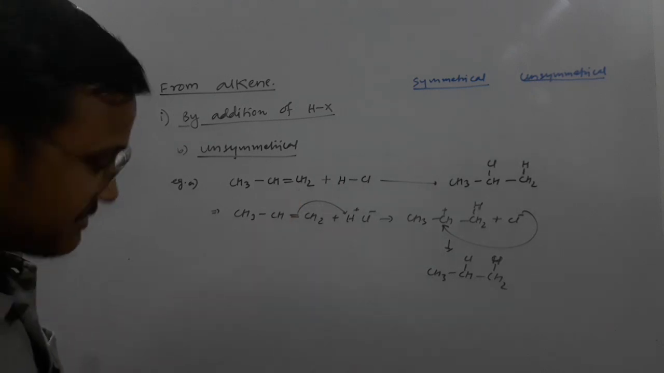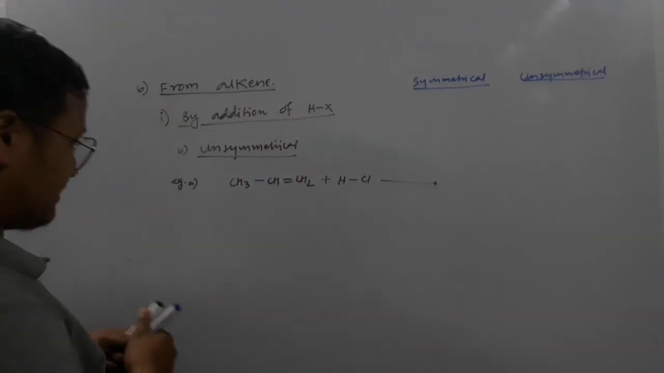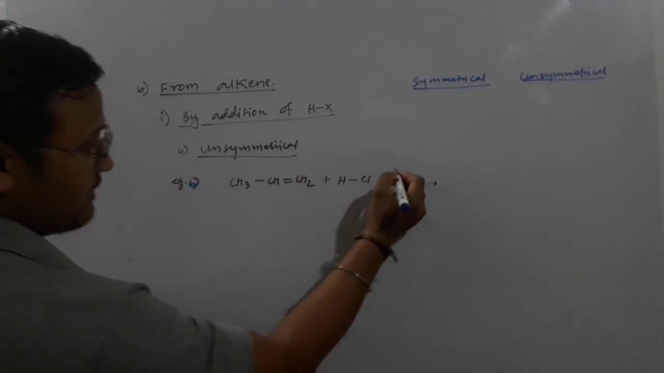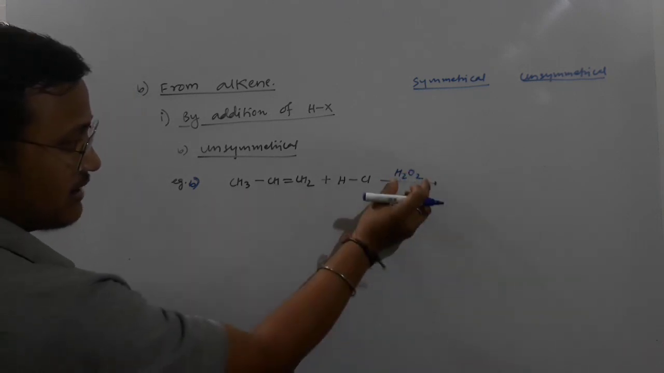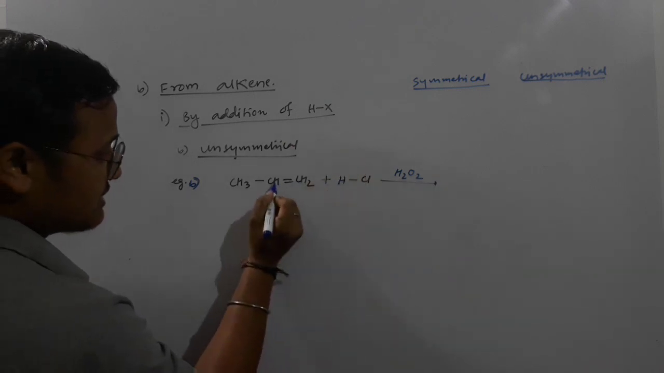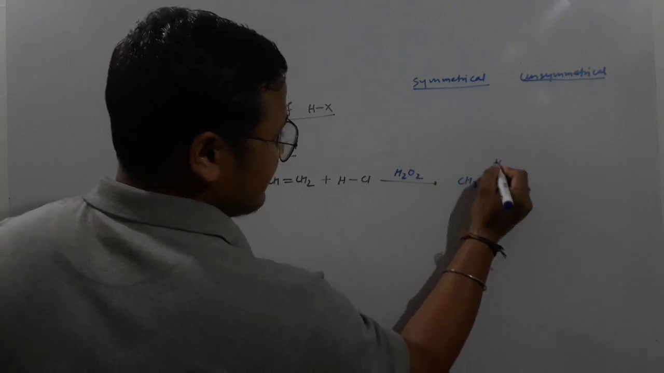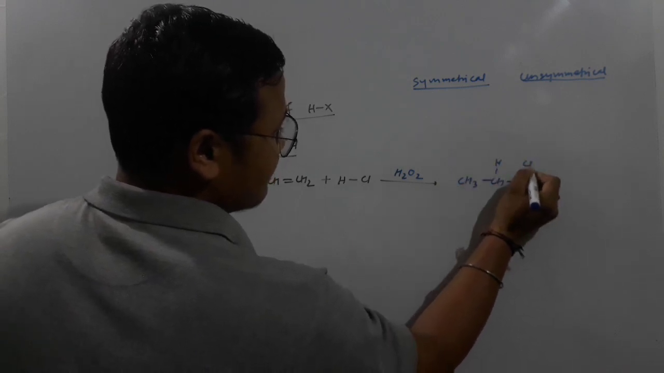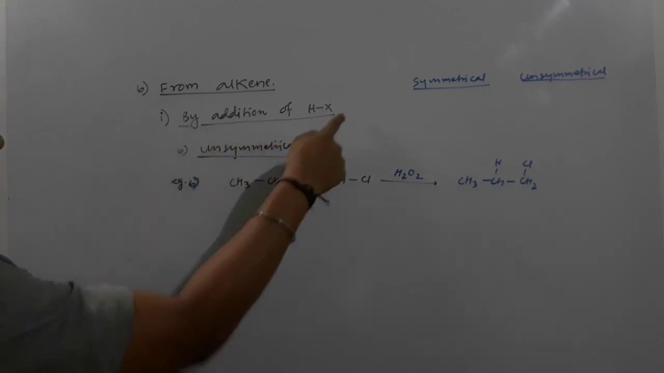So let's have one of the examples of that also. The same example. See, it will be example number B in the presence of hydrogen peroxide. What I have told you, hydrogen peroxide means anti-Markovnikov, that is, the reverse. So hydrogen will add to the carbon which contains the least number of hydrogens, so CH3, CH2, then halogen will be added to that carbon which contains the higher number of hydrogens. So try to go through all these things. Clear? Now, this is the one by addition of hydrogen halide.